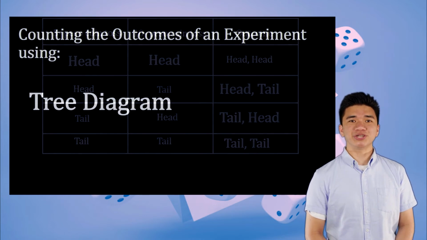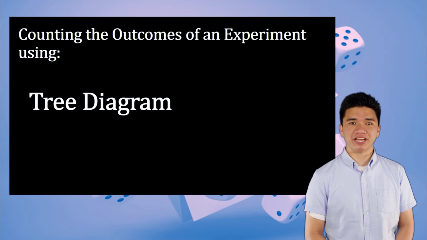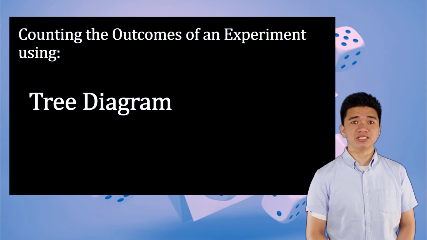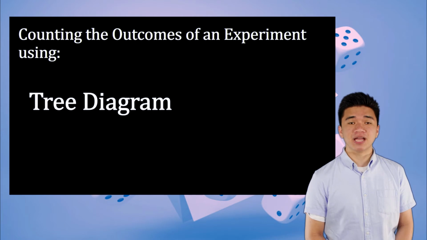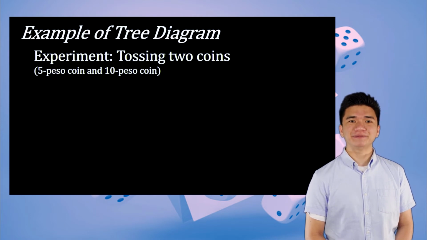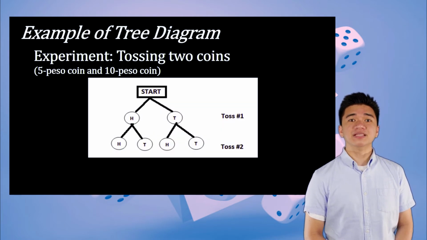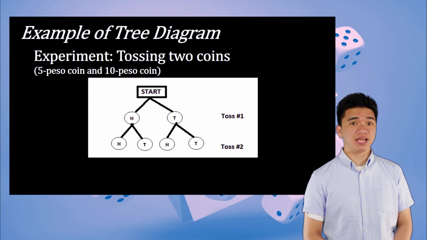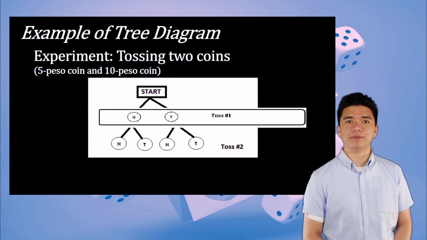We can also illustrate the possible outcomes using a tree diagram, another method in counting the possible outcomes of an experiment. Let's check out this figure. This is the tree diagram of the experiment, tossing 2 coins, a 5 peso coin and a 10 peso coin. We start by choosing either of the coins and make your first toss. The possible result for either coin is illustrated in the second branch of the tree diagram.